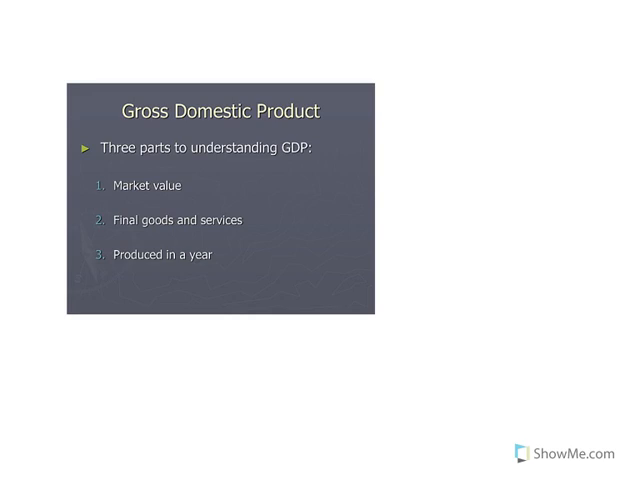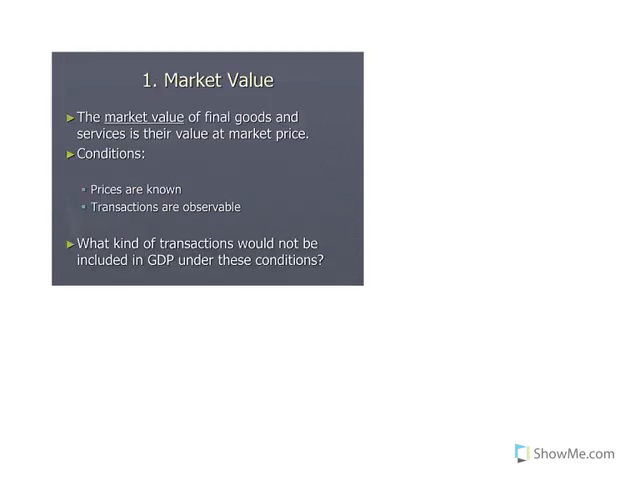But we're going to cover the other three explicitly. So the first part of the definition we said was the market value of final goods and services. In order for a good or service to have a market value, generally it has to meet two conditions. The prices have to be known and the transactions have to be observable.